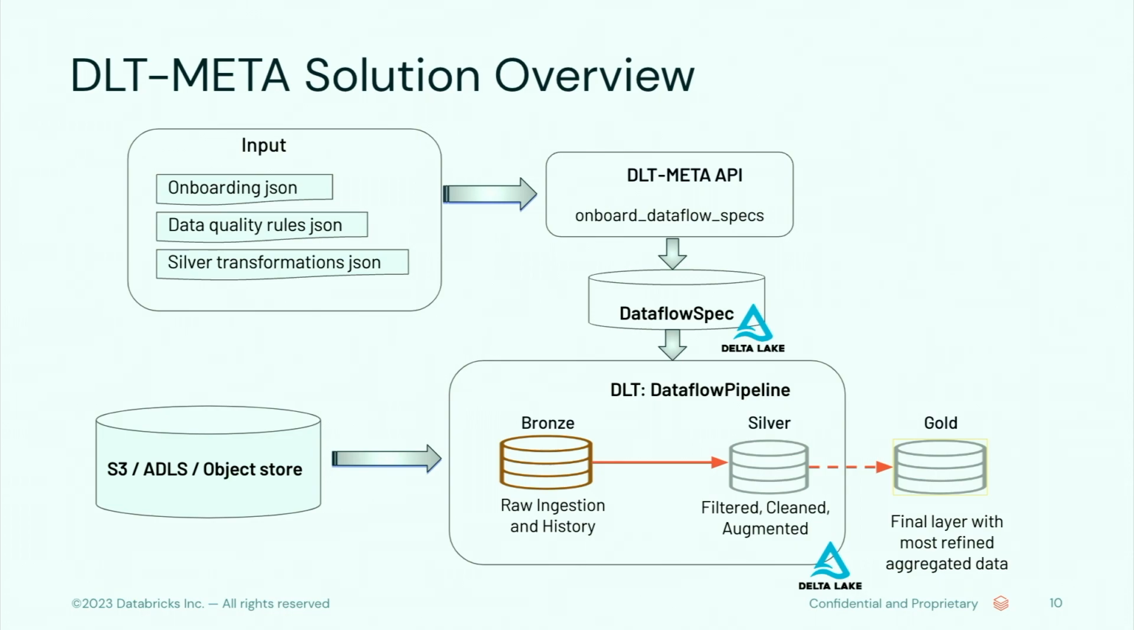And the reason we call it a data flow spec is that it captures the specification of the data as it flows from left to right in your pipeline. So once we have that delta table, we will use the generic DLT pipeline to generate the bronze layer as well as the silver layer in our pipeline.